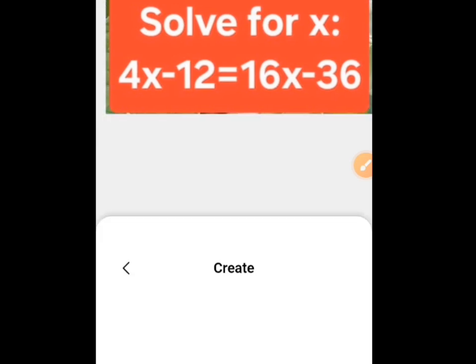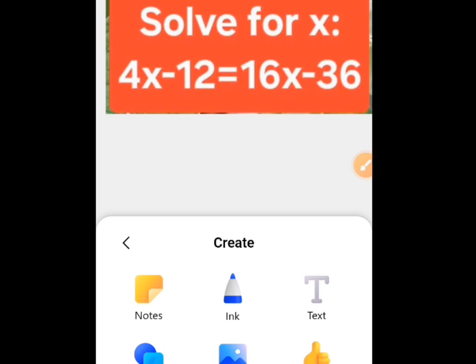So let me pick my pencil and start on this. I take my ink. So my pencil is ready. Now when you look at this, you're having 4x minus 12 equals 16x minus 36.